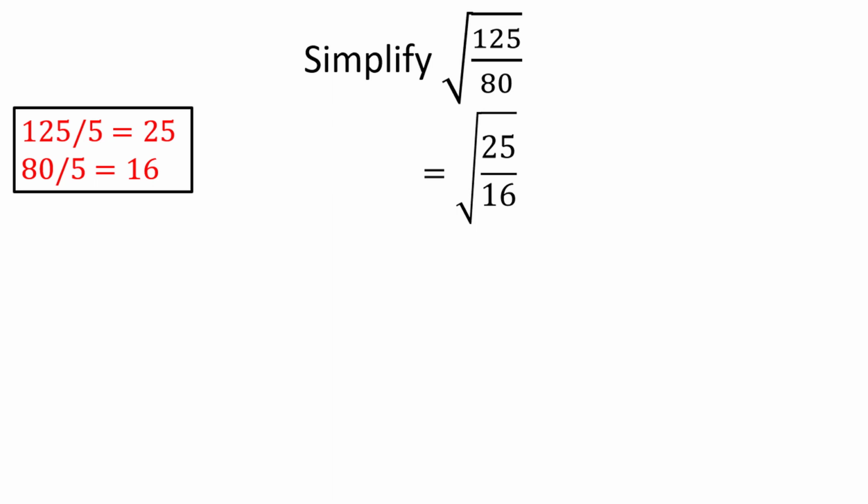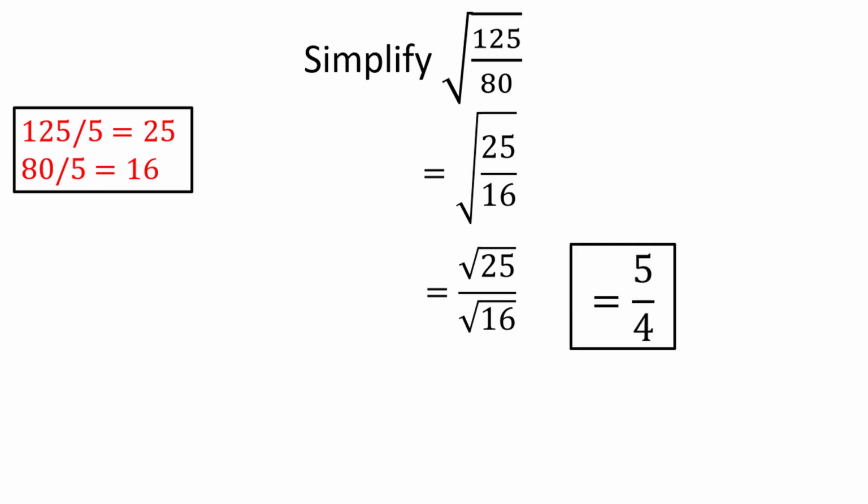One of the properties of square roots is that you can rewrite a quotient of one square root as the quotient of two separate square roots. So this can be rewritten as the square root of 25 divided by the square root of 16. Now it should be clear that this simplifies to 5 over 4, which is our final answer.